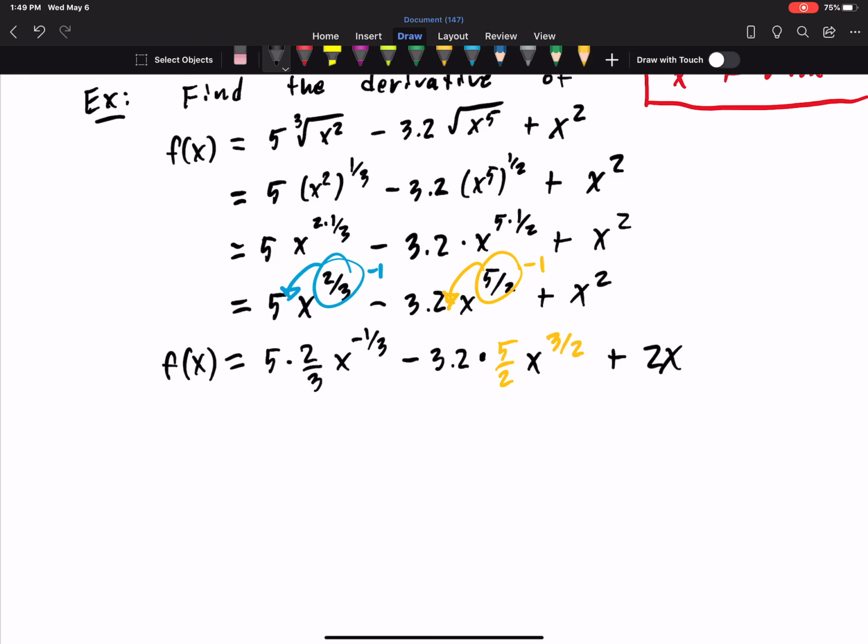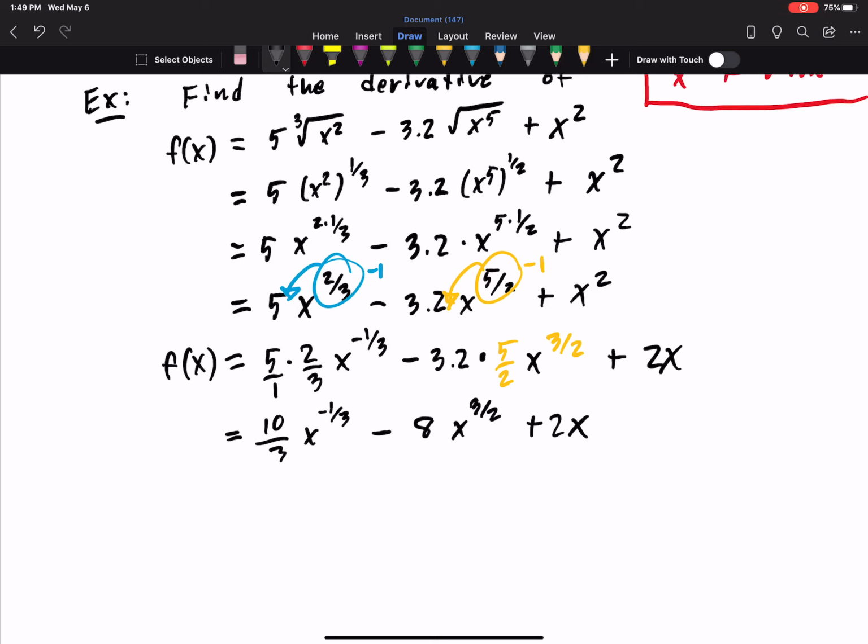All right, so now we need to simplify a little bit. How do we multiply this 5 times 2/3? Well, you can just multiply straight across the numerator and denominator. So this gives you 10/3 x to the minus 1/3 minus, okay, so now we need to multiply 3.2 times 5 divided by 2. So what does that give us? Turns out the answer is 8. Okay, and you have x to the 3/2 power, because nothing changes there, and then you have 2 times x in your final answer. So hopefully that all works out for you.